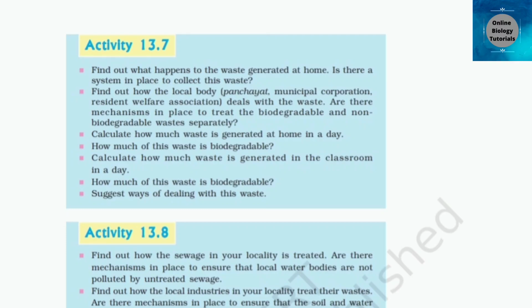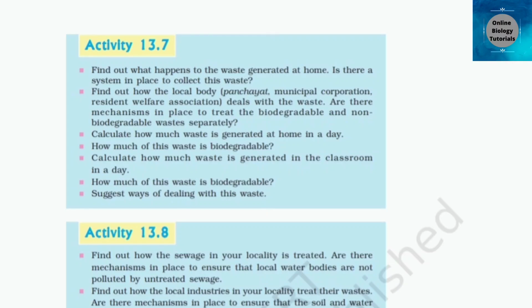And calculate how much waste is generated at home in a day, and how much of this waste is biodegradable. And calculate how much waste is generated in the classroom in a day, and how much of this waste is biodegradable, and suggest ways of dealing with this waste.